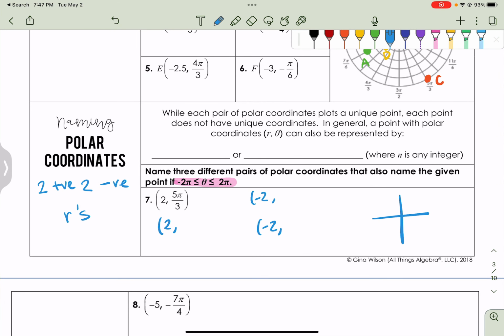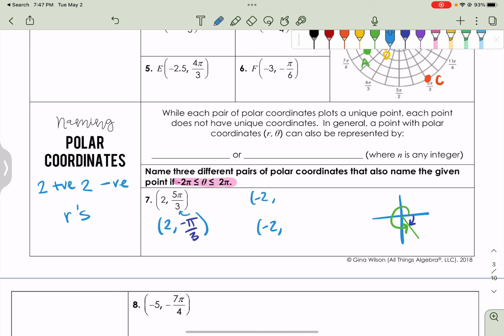So I need to think of a coterminal angle to pi over 3. And usually it's helpful to think of the negative coterminal angle. So 5 pi over 3 is the pi over 3 in quadrant 4. That is this angle. And the negative coterminal angle is guaranteed to be within negative 2 pi to 2 pi. So the negative coterminal angle there would be negative pi over 3.